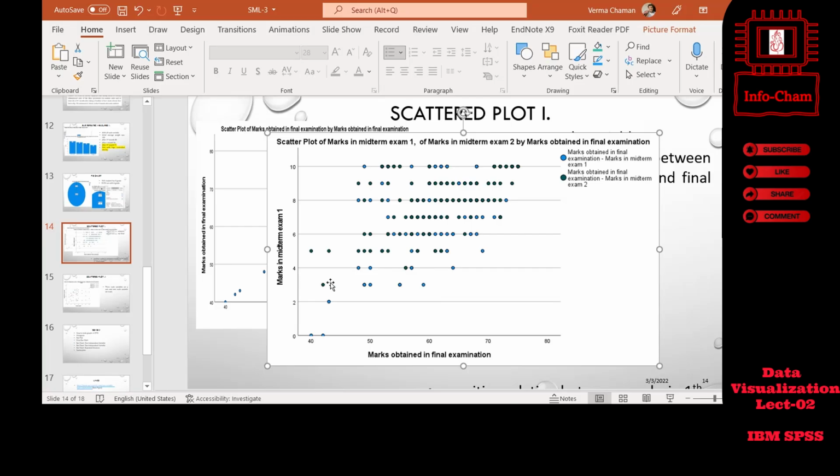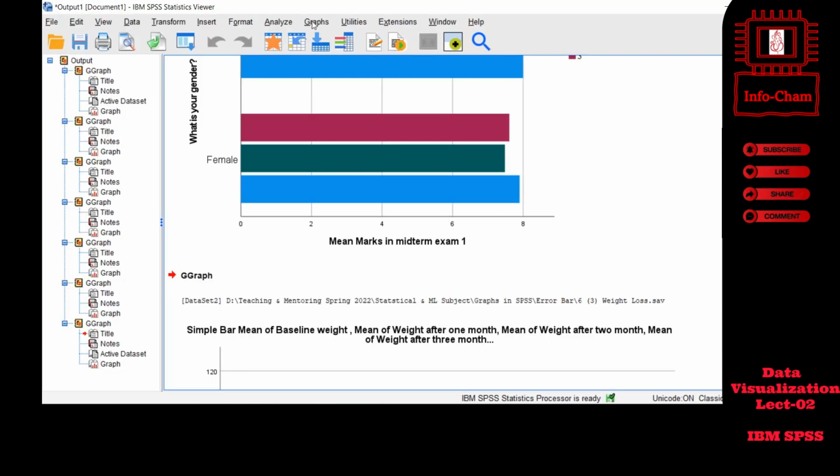Can you see this one? So now that student has passed, but in the first exam I think he or she had not passed because of less than 50%. So please try to understand. This is a scatter plot. You can easily create a scatter plot, but how to create it? Go for a graph.